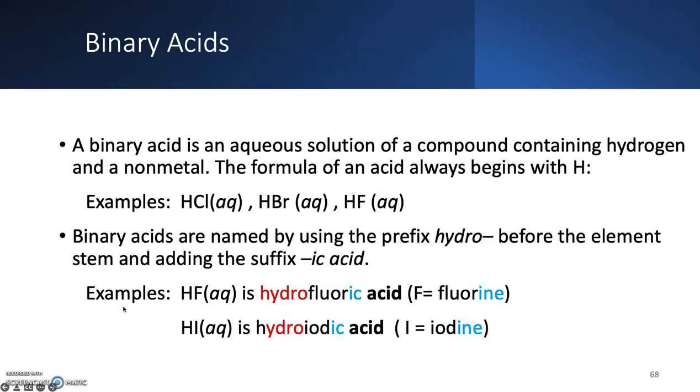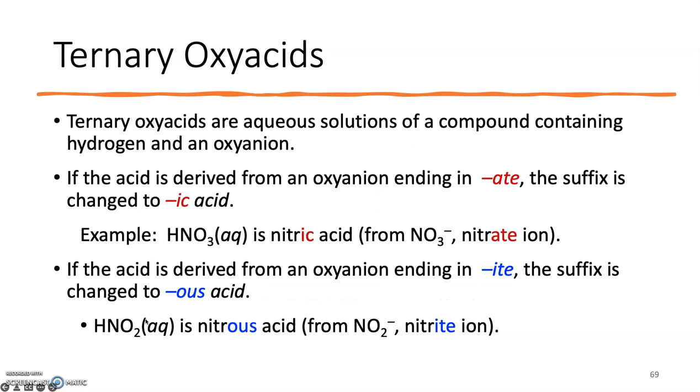Now next, binary acids. A binary acid is an aqueous solution of a compound that contains hydrogen and a non-metal. We've seen them before: hydrochloric acid, hydrobromic acid, hydrofluoric acid. Binary acids are named using the prefix hydro before the element stem and adding the suffix -ic for the acid, like hydrofluoric acid, hydroiodic acid, or hydrochloric acid, as shown up here. Now, how about ternary oxyacids?